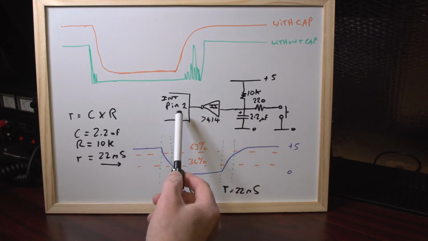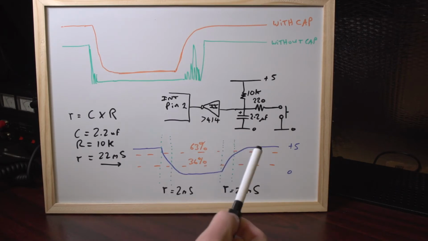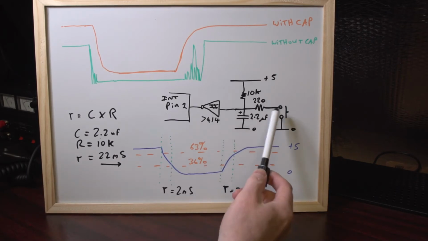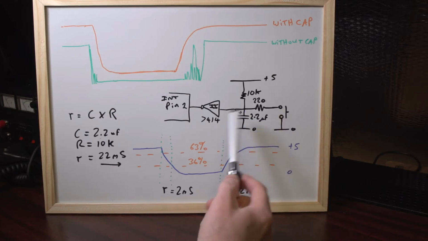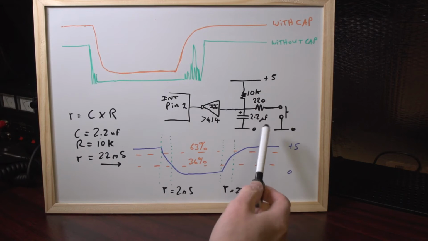That drives pin 2, which is our interrupt pin on the Arduino development board. That's going to be driving the actual interrupt either high or low. So what's actually happening here? Well, first of all, let's consider what the signal would look like just at the switch, basically, without the capacitor and without the rest of the circuitry.